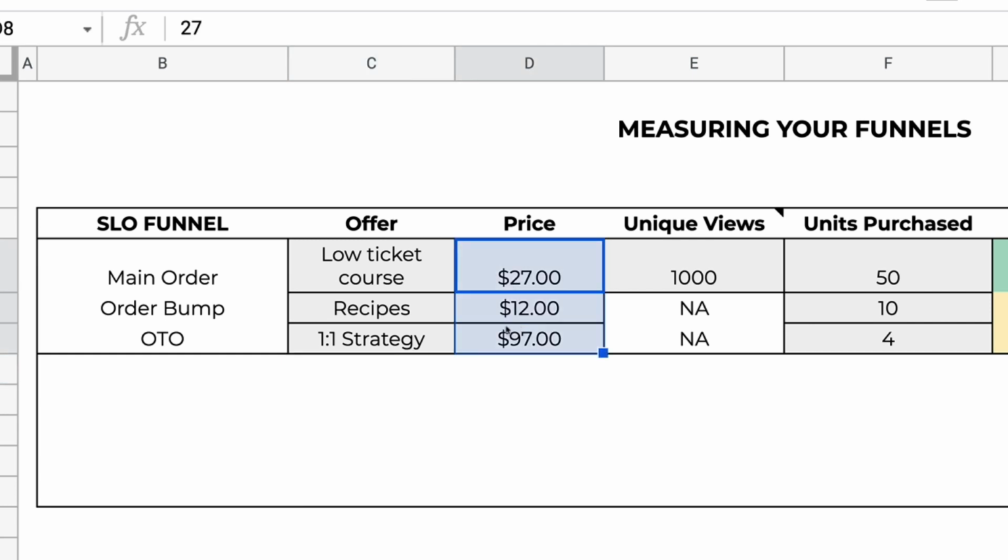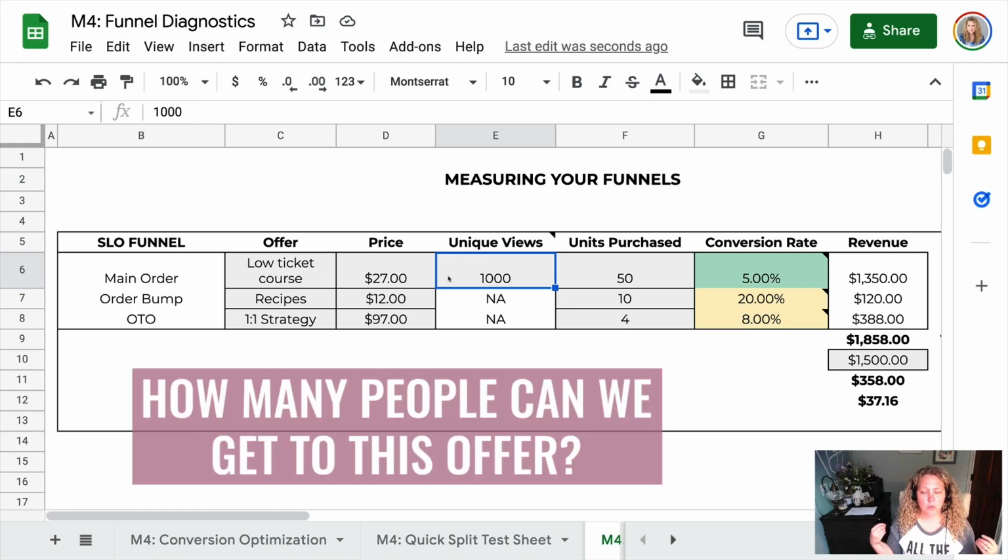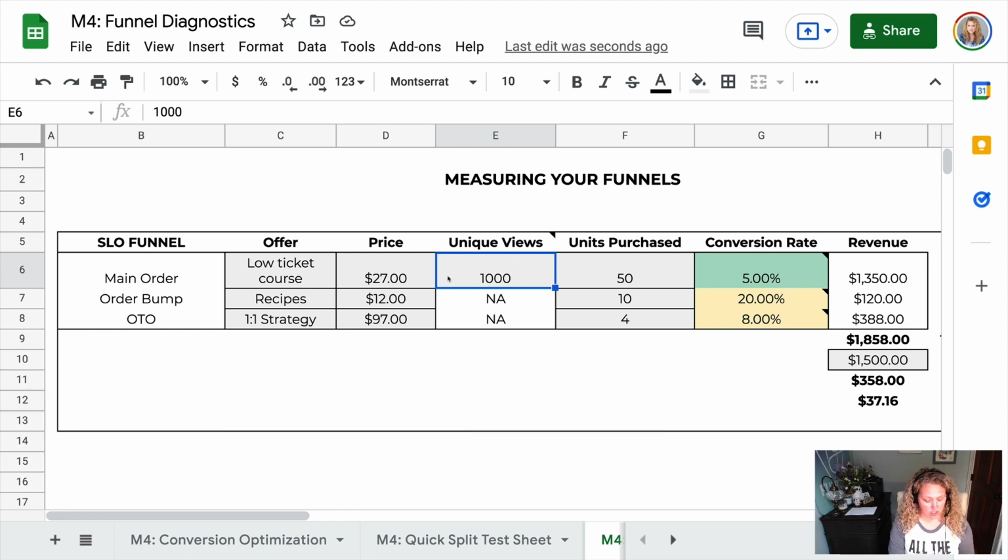You're going to put your prices in here, and the very first thing that you always want to track is how many people can you get to this offer? This is what we call humans to see the offer, or unique views. So what you're going to do is go into your funnel builder, look at your stats, and look for the unique views. So let's say you have 300 people who have managed to see your $27 offer. How many purchases have you had? Well, you've only had 2.